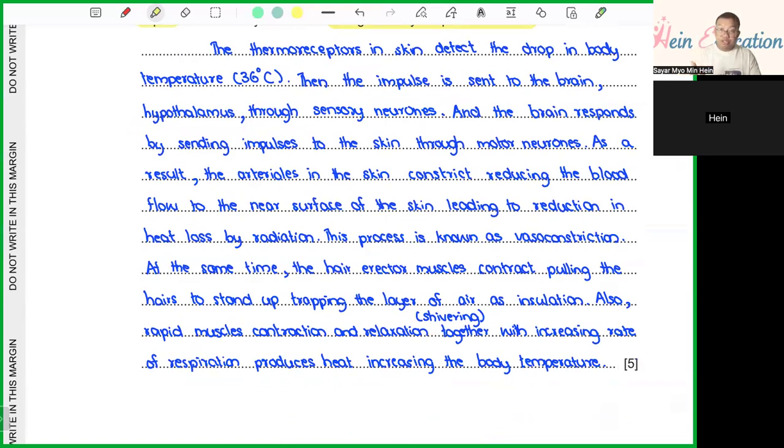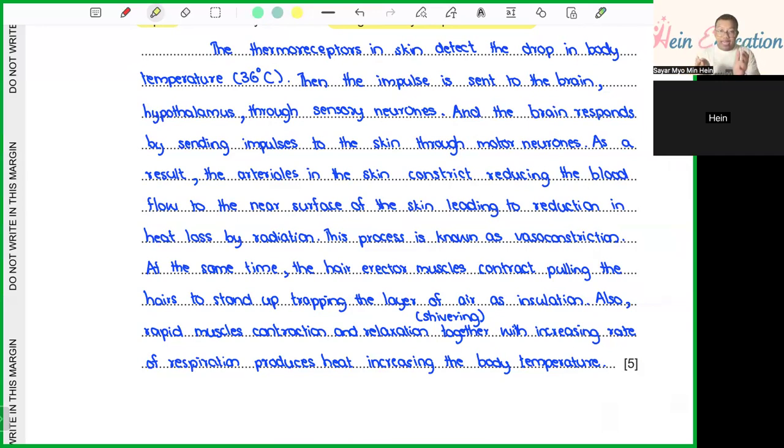So it's vasoconstriction, reducing the blood flow near the surface and reducing the heat loss by radiation. At the same time, the hair erector muscles also contract, pulling the hairs to stand up, which will trap a layer of air as insulation. Also, the muscle contraction and relaxation will become rapid. So it is the shivering process. And at the same time, the rate of respiration or metabolism will also increase to release heat energy.